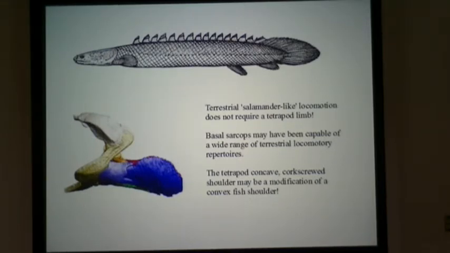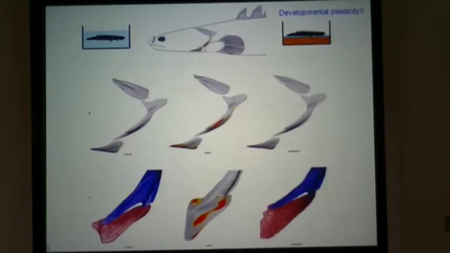What this is telling us is that Polypterus sheds light, maybe it's not even Sarcopterygian, but it sheds light on the idea that maybe some Sarcopterygians, before the origins of hands and feet, could actually locomote terrestrially. They could do this fast locomotion. And not only that, the very bizarre tetrapod corkscrew-shaped glenoid may actually be an incremental derivation of what fish already had, this convex and concave glenoid, evolving into the tetrapod condition.